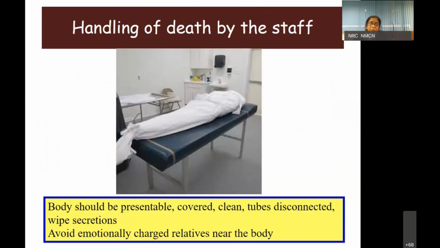The nurses in our ward and the attendants should make the body presentable, keep the body covered as per their religious beliefs, keep the body clean. It should not be that there are secretions coming out. The tubes have to be disconnected. Wipe out all the secretions. Because it's a very painful thing for the patient's family, you can avoid the emotionally charged relatives coming near the body for some time at least, until the body leaves the ward.